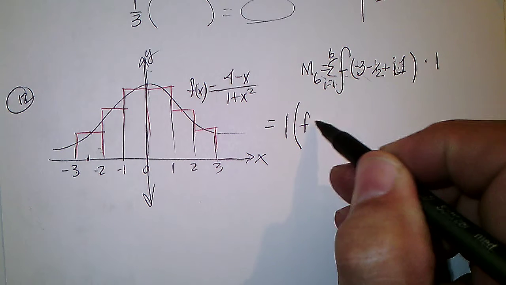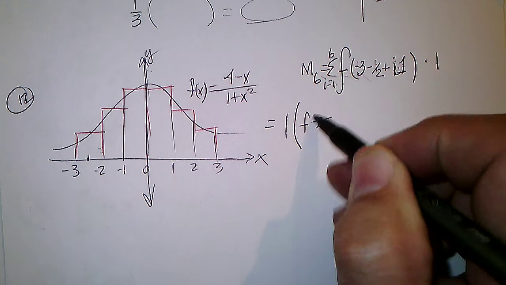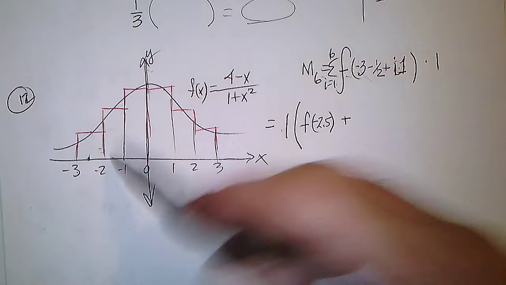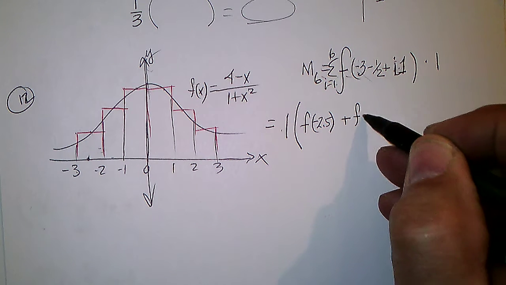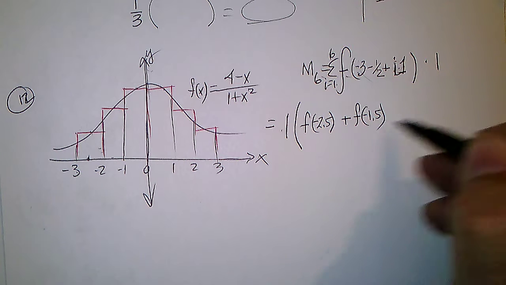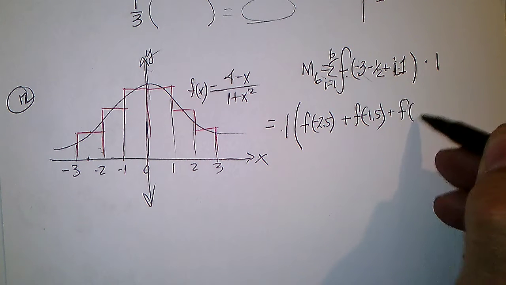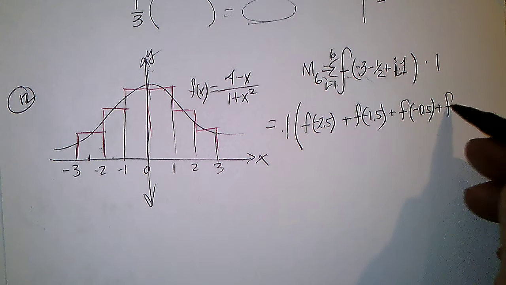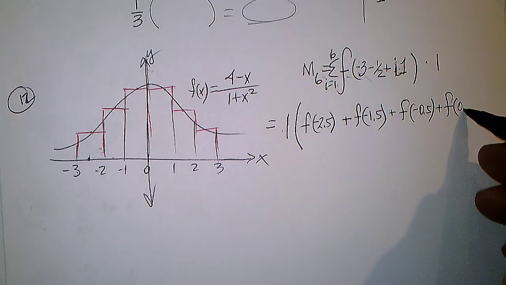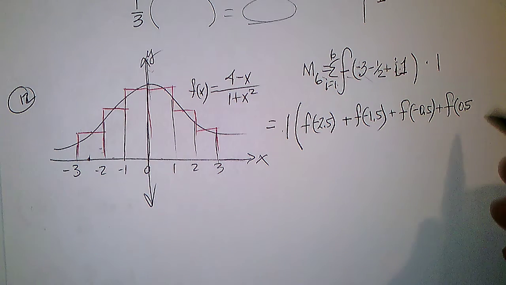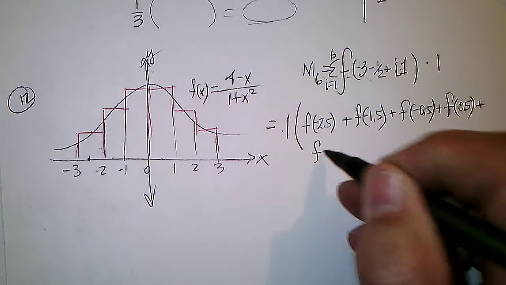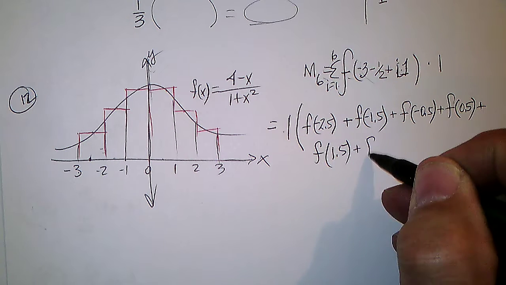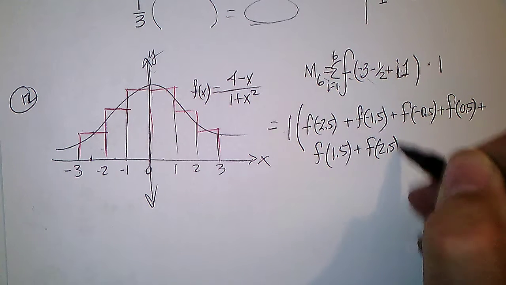I need to find f of -2.5, and take that times 1, and also add to it. I'm going to do it at -1.5, so I'm going to have f of -1.5, and I'm going to have f of -0.5, then I'm going to have f of 0.5, and then I'm going to have plus f of 1.5 plus f of 2.5.